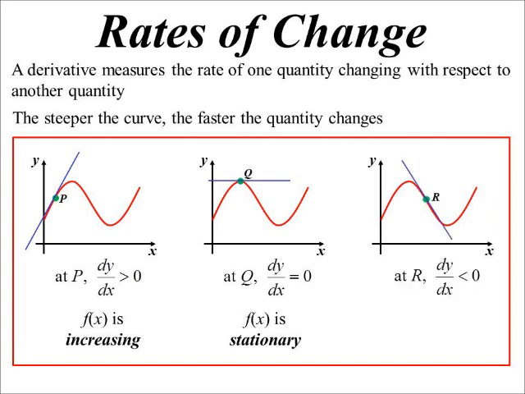And the third situation would be, say, R over here, where when I draw in the tangent, we can see it has a negative slope, and that's when we're going down. So consequently, we say the function's decreasing at that particular point. So those are the sorts of things we're interested in. We want to know when functions are increasing, when they're stationary, when they're decreasing.